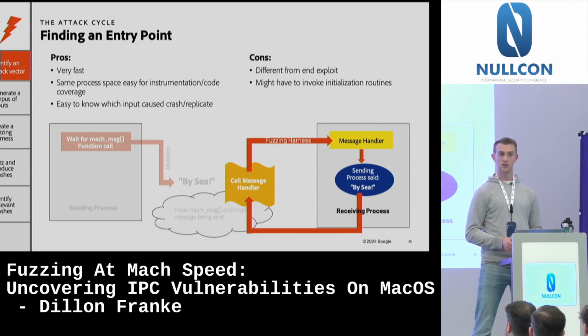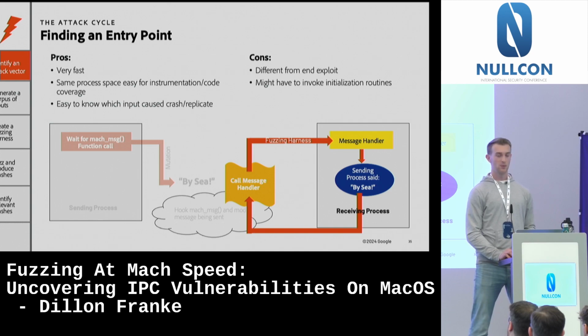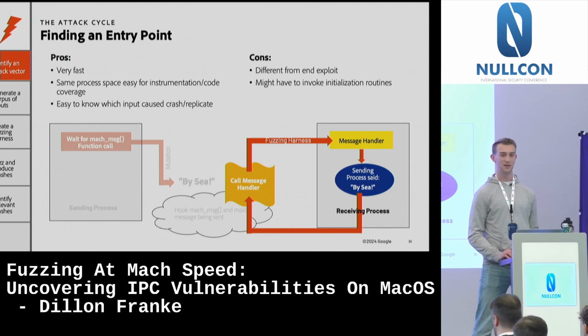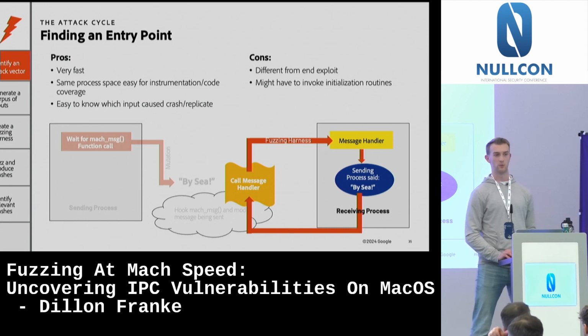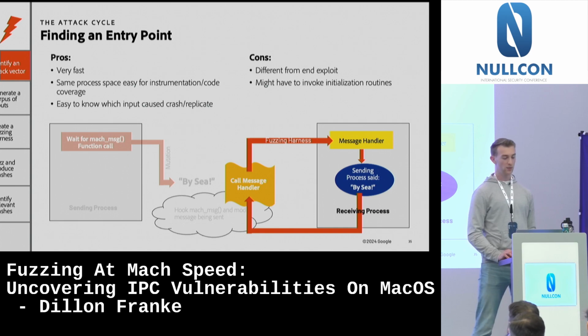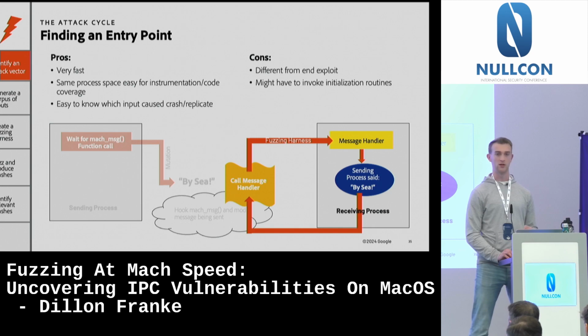The cons here, of course, it is going to be a little bit different from the end exploit. So we've taken out a lot of this flow here that we would normally use from, for example, a Chrome renderer process. And we might have to perform some initialization routines on the process that we care about to get it in a state like it would be running normally on the system. But with that being said, this is the approach that I decided to take for this research, mostly due to the fact that it's much faster to call that message handler directly.